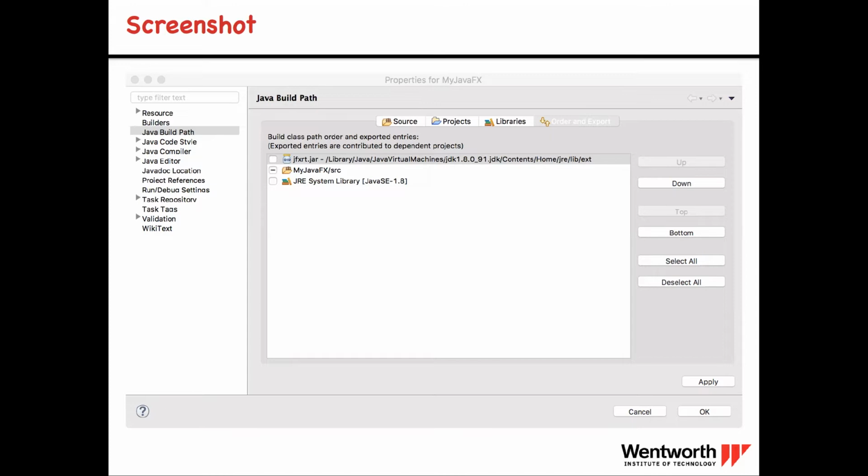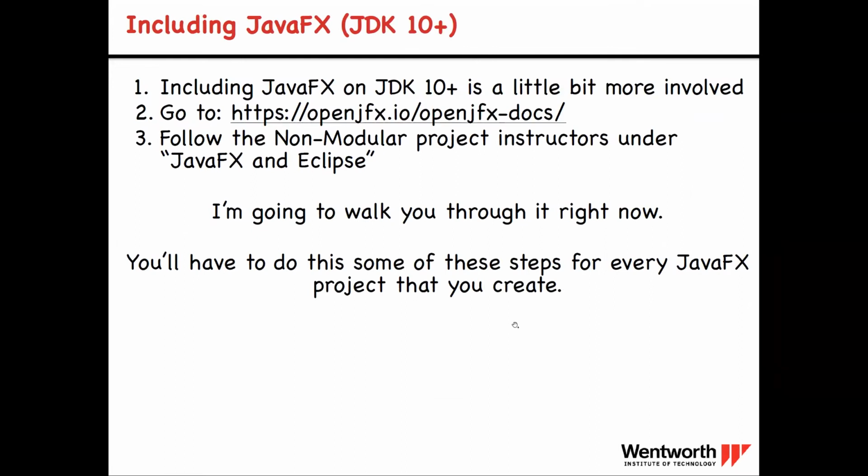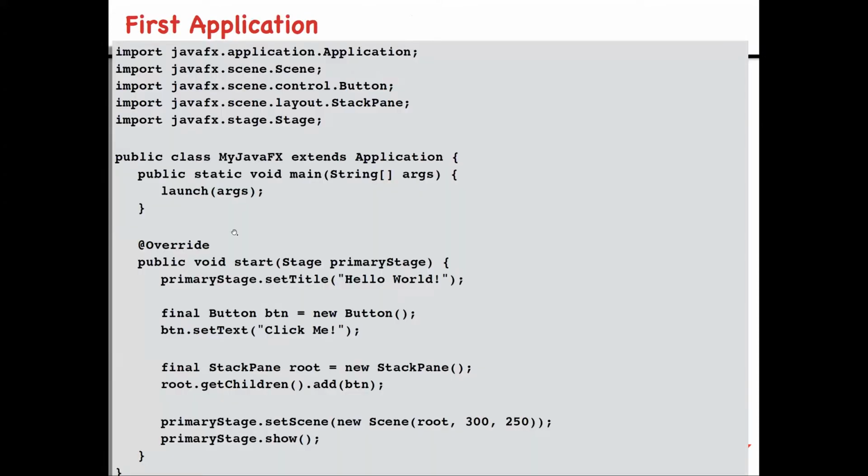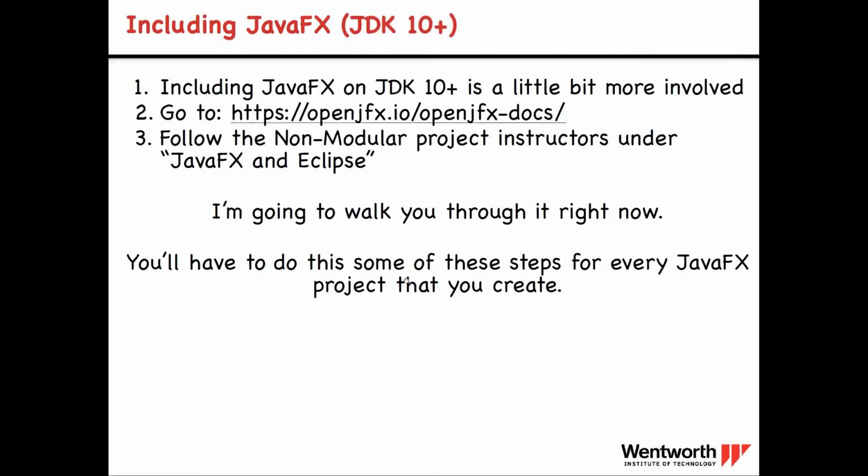If you still can't get it to work, then we might have to have a meeting so I can mess around with it on Zoom. All right. So for JDK 10 plus, it's a little bit more involved. So what I'm going to do is this. We're going to skip this for the moment, and we're going to make our first little window application. And then we're going to create a new project using Java 11, and we're going to follow what these documents here say.